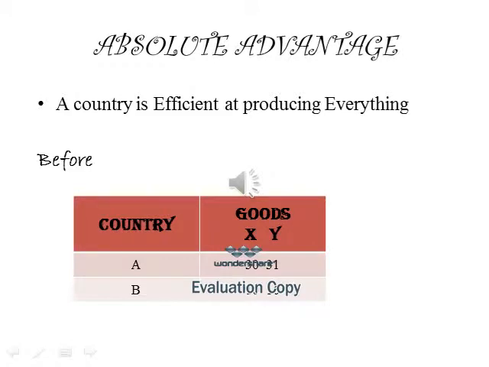Absolute advantage. This is when a country is efficient at doing everything. In the before table, we can see country A produces 30 of X and 31 of Y. Country B produces 10 of X and 16 of Y. In terms of producing X, country A is better, and in terms of producing Y, country B is better. Country A, therefore, has an absolute advantage.